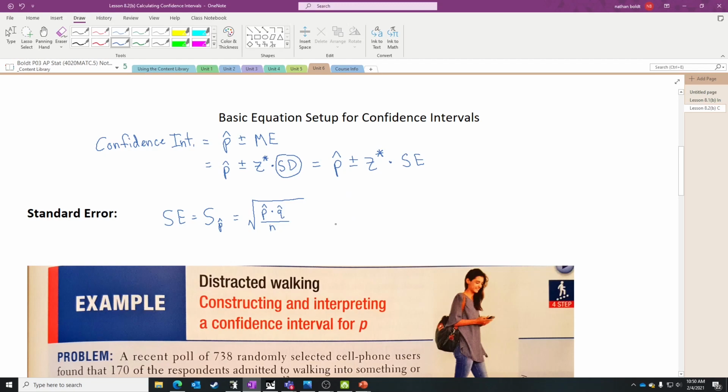All right, so we're going to use that formula for the standard error right over here. We know kind of how to get z star a little bit, at least for a 95% confidence interval. We should now have all the tools to actually do a confidence interval by hand. Let's do it.